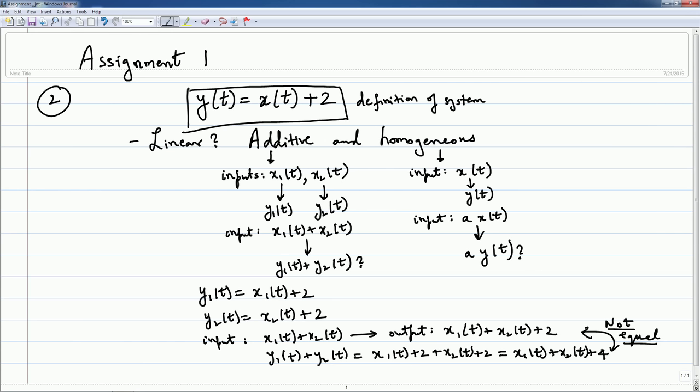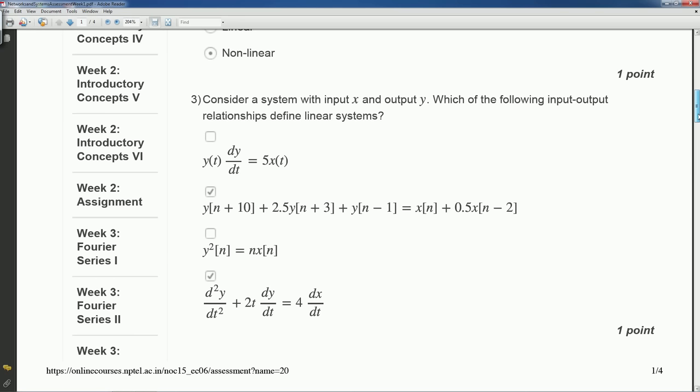So, let us look at a slightly more complicated type of question, which is question number 3. Here is a similar sounding question, but the systems satisfy more complicated input output equations. You have a system with input x and output y, and the question is which of the following input output relationships are linear? The first situation says y of t times dy by dt equals 5 times x of t.